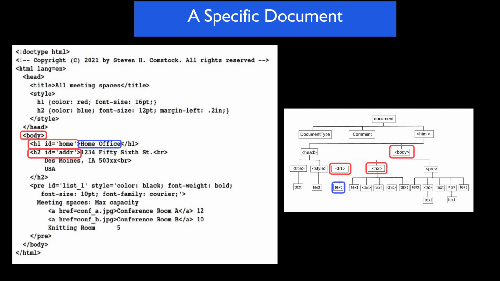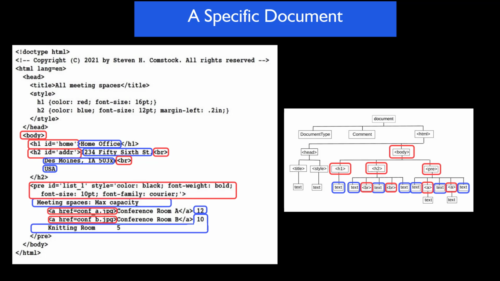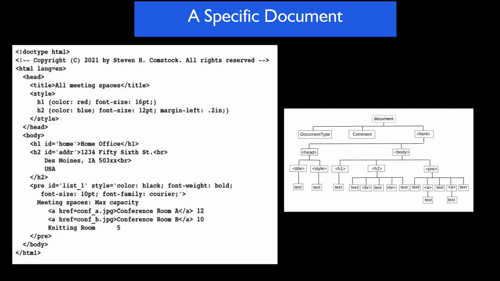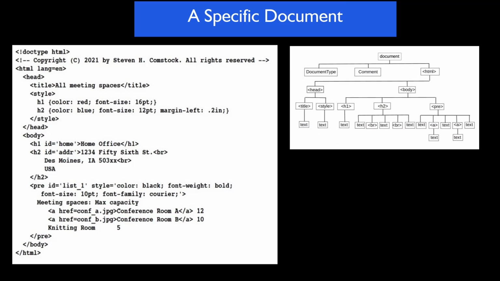The H2 node has 3 child nodes of type text and 2 child nodes of type element. The pre node has 3 child text nodes and 2 child element nodes, the A nodes, and each A node has a child text node. Now, in this context, take a few seconds to reflect on what may be meant by these terms.